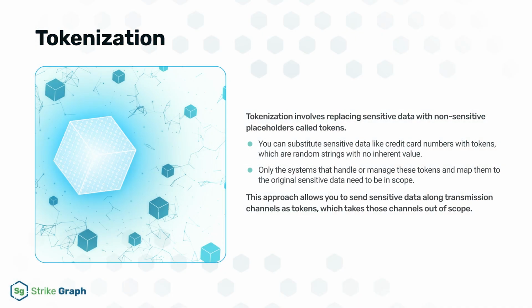Tokenization involves replacing sensitive data with non-sensitive placeholders called tokens. For example, you can substitute sensitive data like credit card numbers with tokens, which are random strings with no inherent value. Only the systems that manage or handle these tokens and map them to the original sensitive data need to be in scope. This approach allows you to send sensitive data along transmission channels as tokens, which takes those channels out of scope.